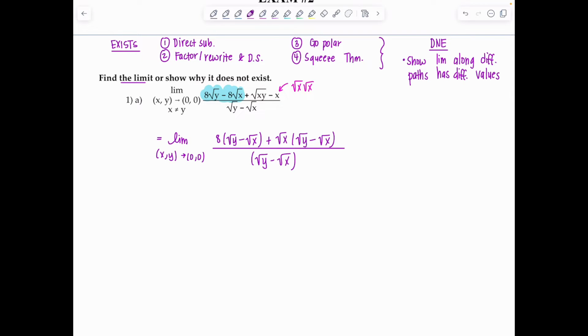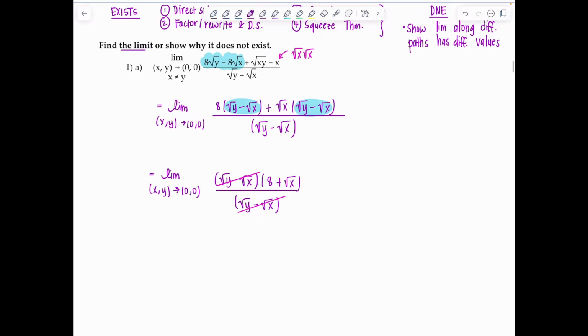Now, you can factor completely or, at this point, they're very advanced. They can cancel at this step, and I'm not going to get mad at any of them. Their algebra skills are on point. So we see rad y minus rad x is a common factor in the numerator. And then we're left with 8 plus rad x as the other factor in the numerator. And then we still have rad y minus rad x downstairs. Fabulous. Then we can cancel out rad y minus rad x.